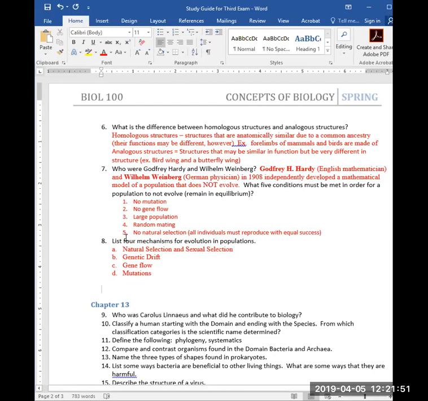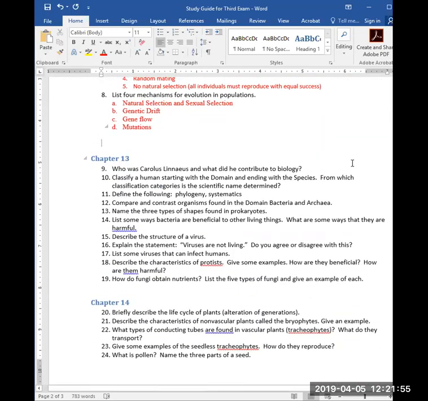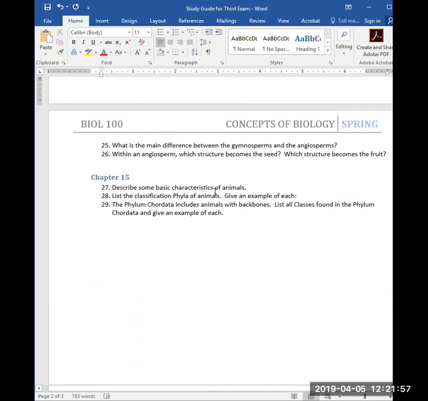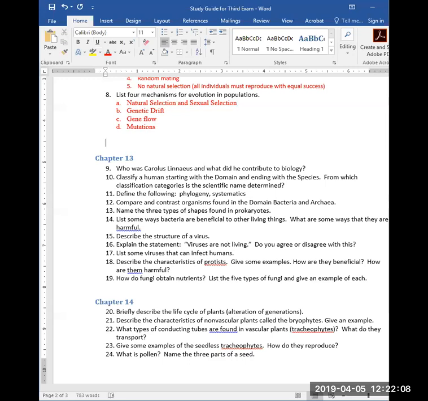All right, so that's that. And then the last three chapters are just on diversity, starting small. We looked at viruses and bacteria, protists, single-celled organisms, and fungi. And then we look at plants, and then animals.